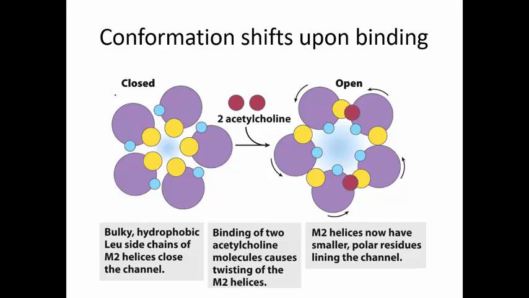So in the closed configuration, those M2 helices sticking into the pore are these kind of bulky hydrophobic leucines. And so there's not really going to be much in there. Even the water's not going to want to go in there because it's leucines, right? Leucines are sticking pretty far out into the channel. That's going to close the channel. This almost just looks like a regular folded protein. When the acetylcholine binds, that causes everything to rotate a little bit, and that causes these little smaller polar residues, something like maybe a serine, to be pointing into the channel. So they're A, smaller, so there's more space, and B, polar, so that water and the ions can flow through.